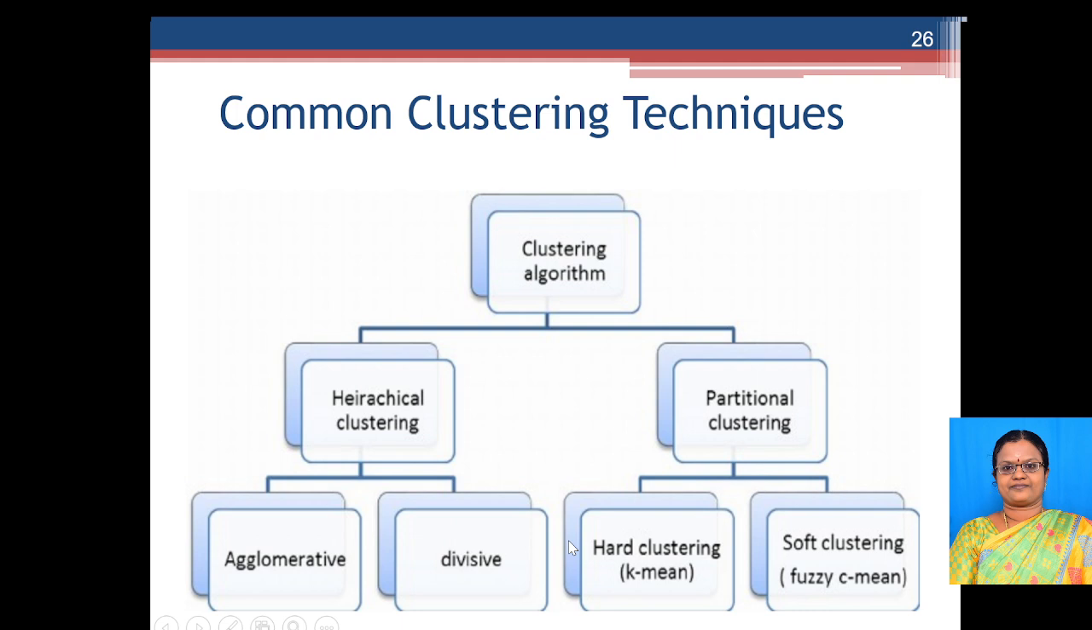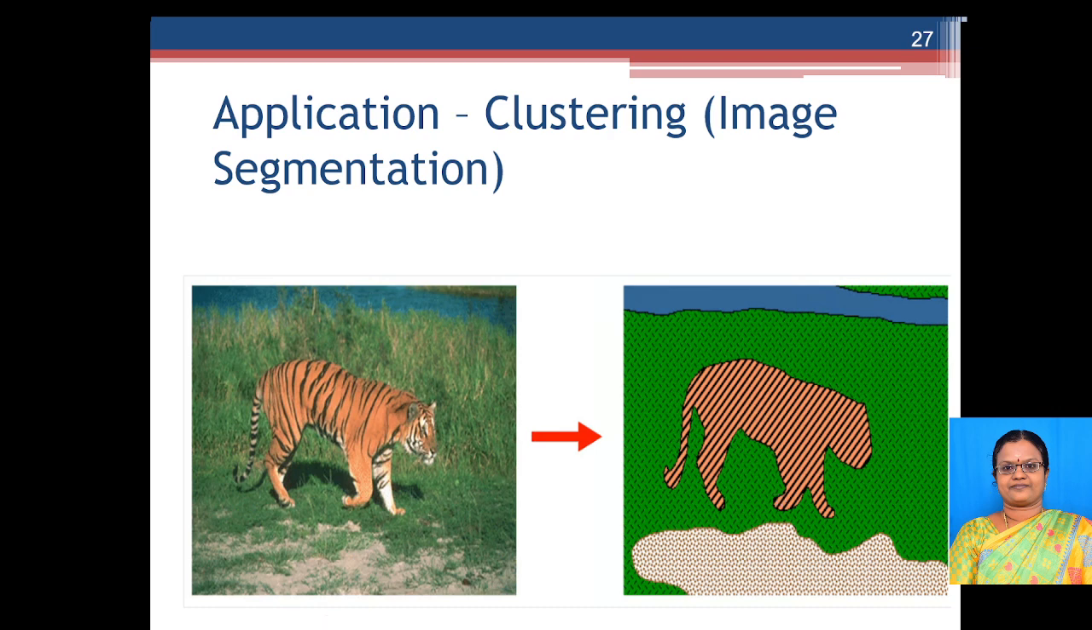So here you can see it. For clustering algorithms, one is based on hierarchical or based on partition. If it is hierarchical clustering, I have these two types, the agglomerative algorithm and the divisive algorithm. Whereas based on partition, I have k-means and fuzzy c-means. So let's see an application of clustering.